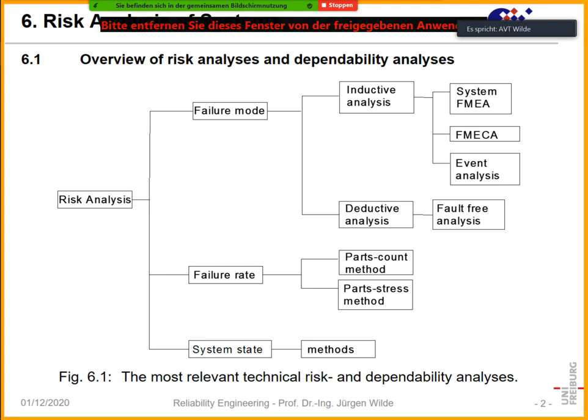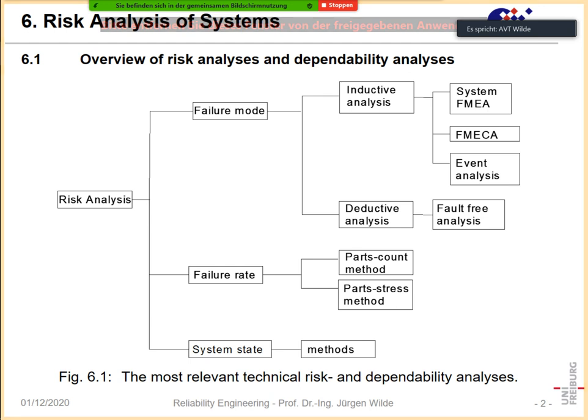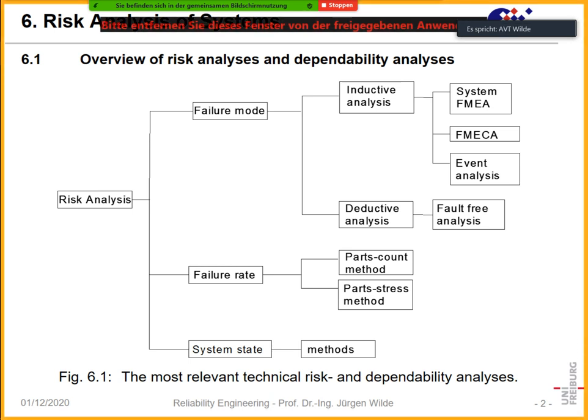So for instance, the failure rate or the failure probability. And it is the failure mode. That means what can happen, what can go wrong. And in that way, we have several analysis types. So risk analysis is the most crucial part when we have safety relevant systems.